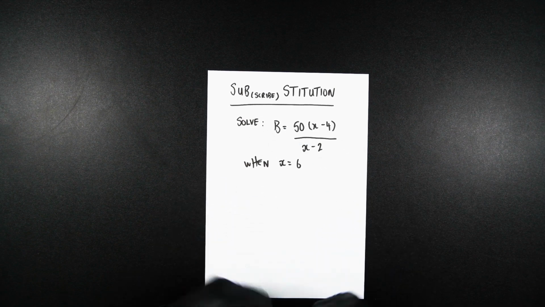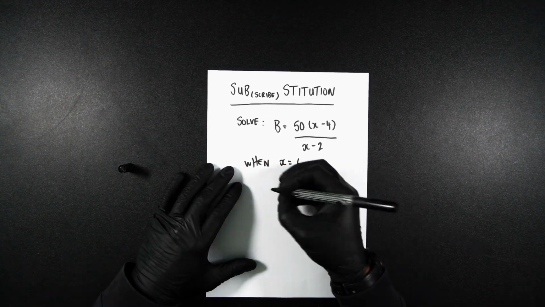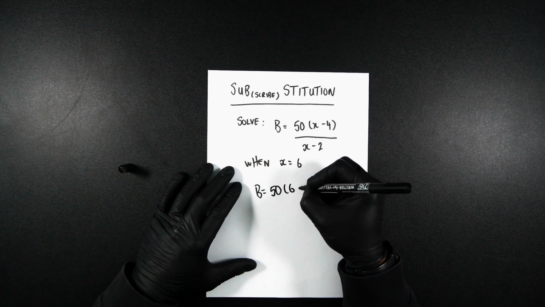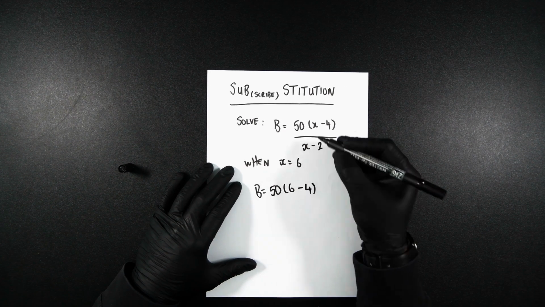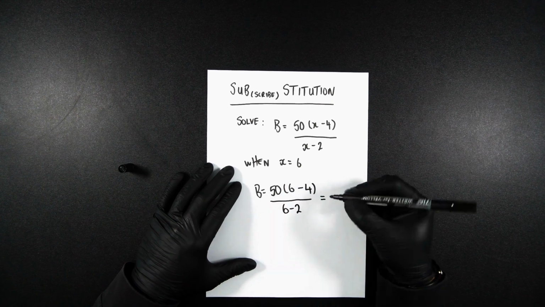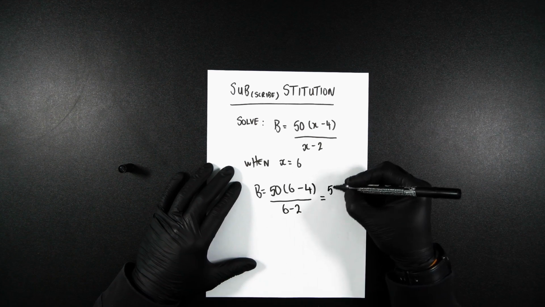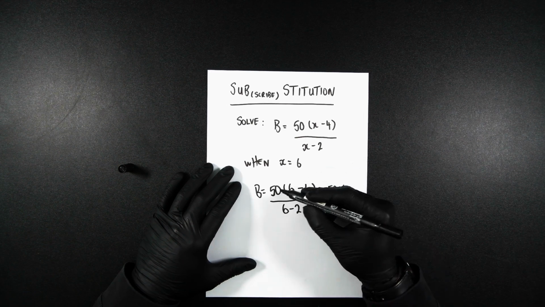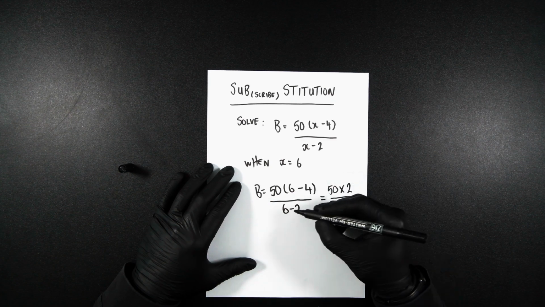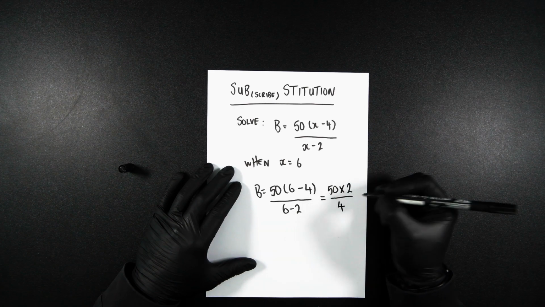So let's do that. When x equals 6, we're going to take b equals 50, 6 minus 4, so we've substituted in 6 as x there, divided by 6 minus 2. We're first going to deal with the numbers inside the brackets in the numerator. So you can have 50 times, because that's 50 times everything in the brackets, 6 minus 4, which is 2. You're going to divide it by 6 minus 2, which is in the denominator, and that's going to be 4.